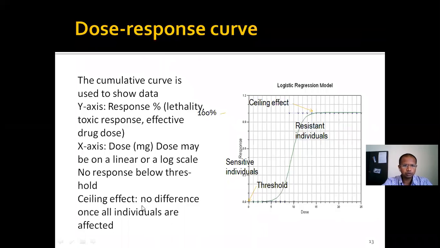Now, the ceiling effect. After some dosages, the ceiling effect, as we can see, is at about 15 milligram. Until 25 milligram, the response has not increased that much. That's what we mean by ceiling effect. The muscle has reached its maximum power of contraction. Beyond that, it cannot contract. That is the ceiling effect.